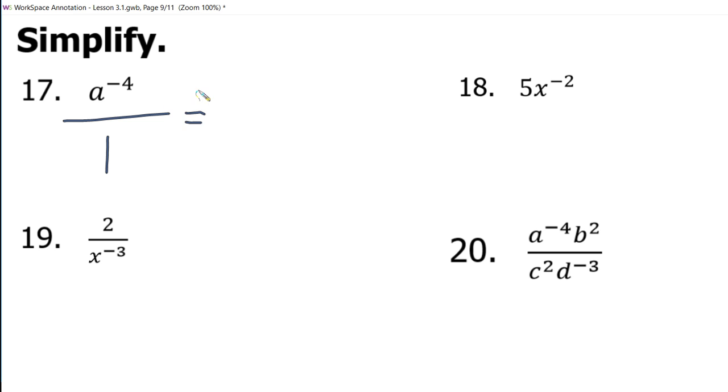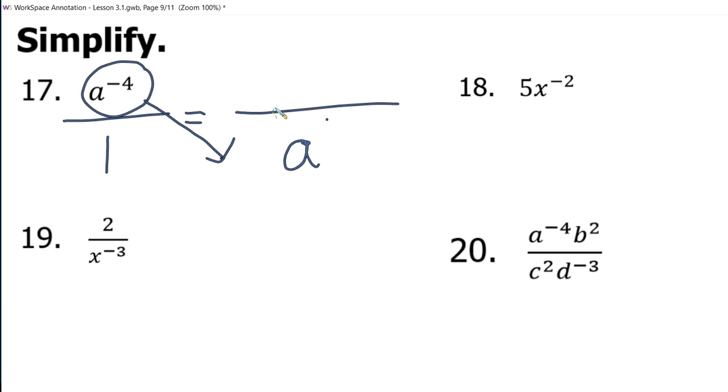So to change it to a fraction, put it over 1. Now notice my negative exponent is in the top. So to get rid of the negative exponent, you send it to the other side. So if it's in the top, you send it to the bottom. And when you send it to the other side, you change the sign. So a to the negative 4, send it to the other side, becomes a to the positive 4.